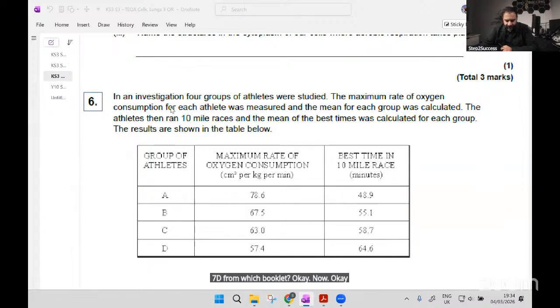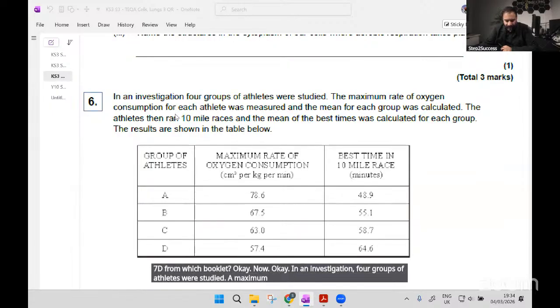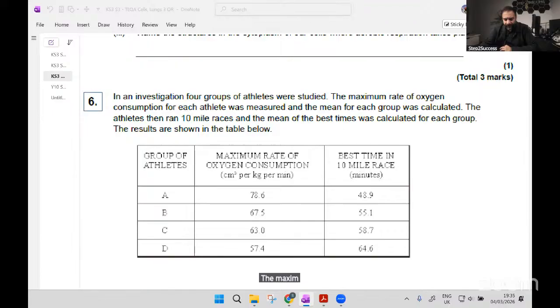Okay. In an investigation, four groups of athletes were studied. The maximum rate of oxygen consumption for each athlete was measured. That basically means the most oxygen they're able to breathe in. That's what we mean by that. The maximum rate of oxygen for each athlete was measured, and the mean for each group was calculated.